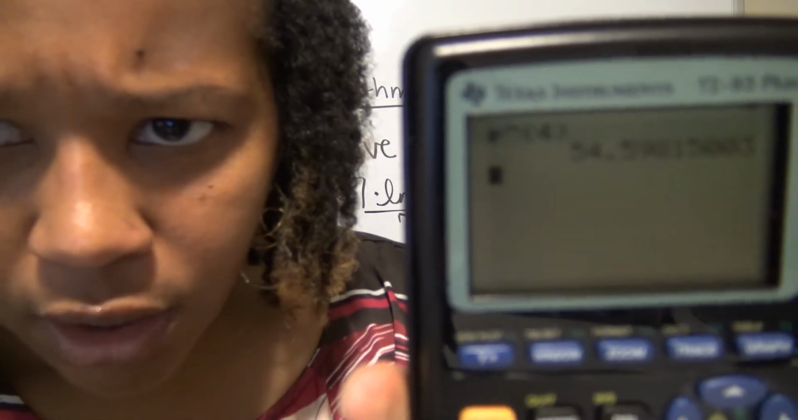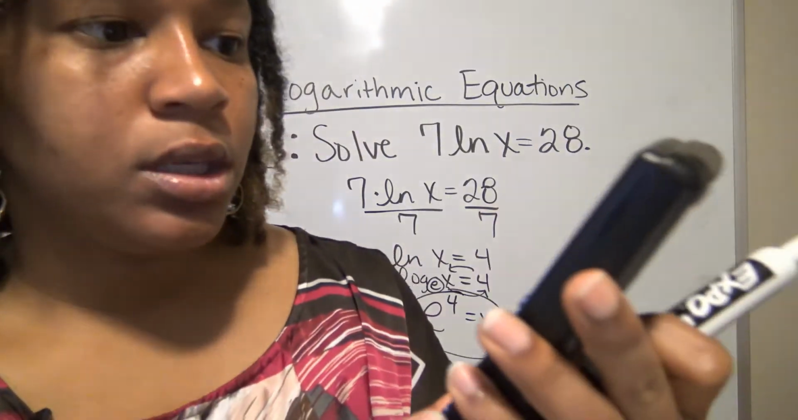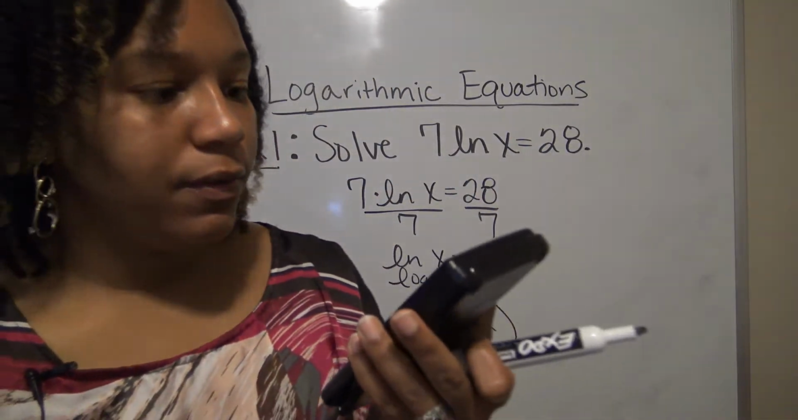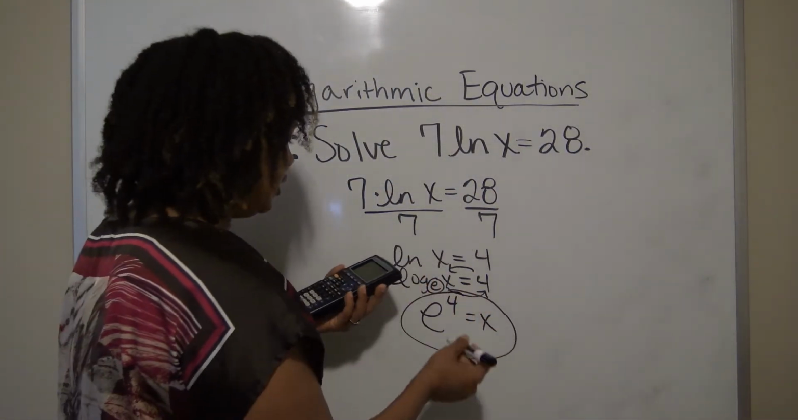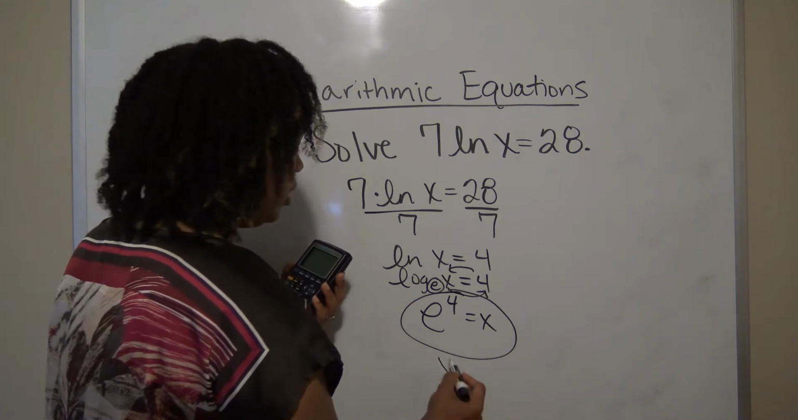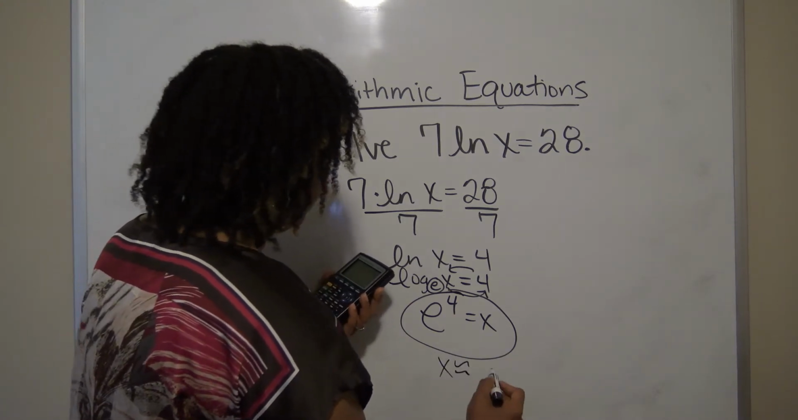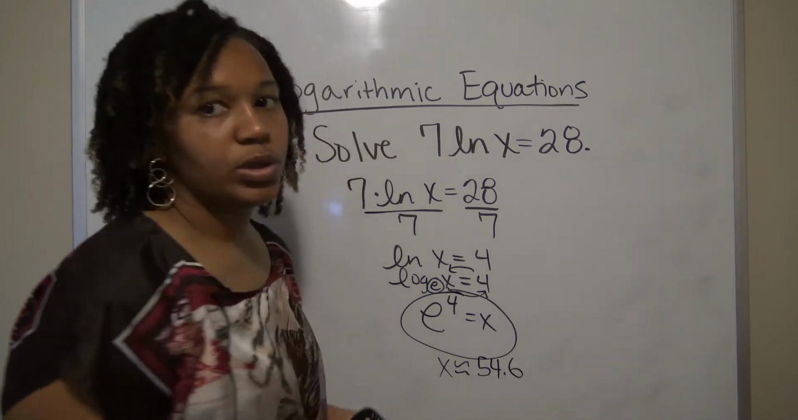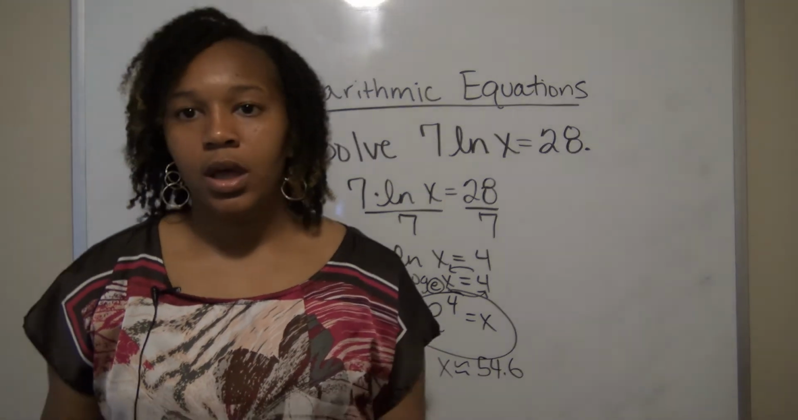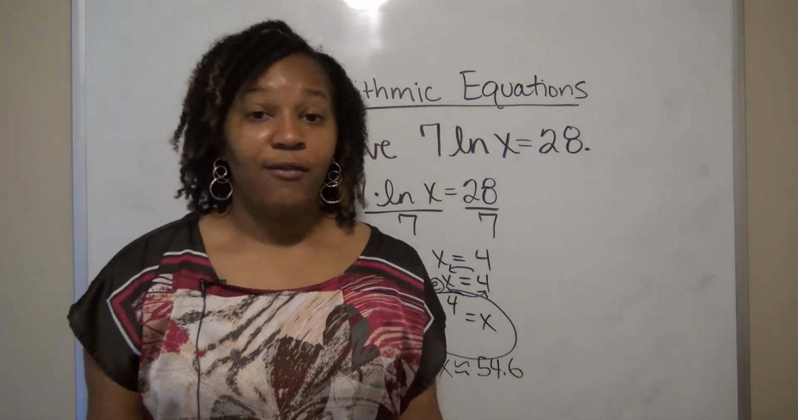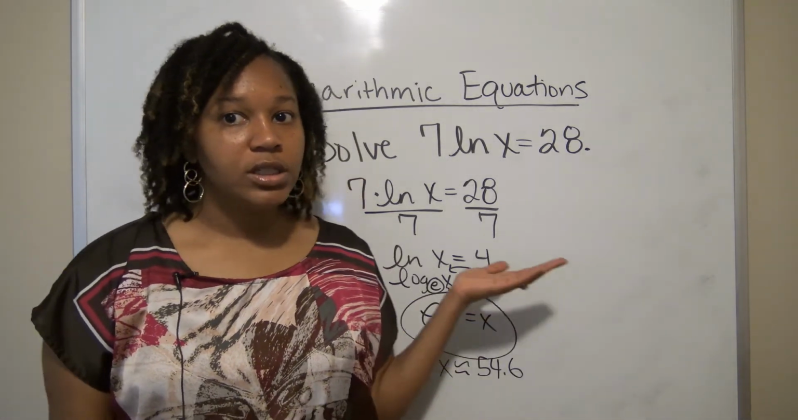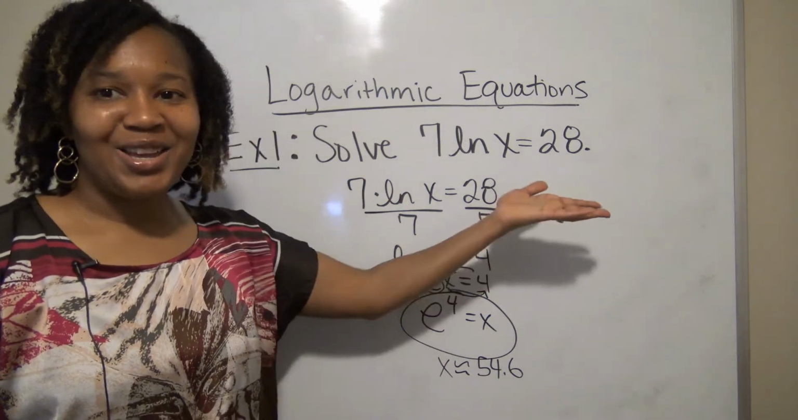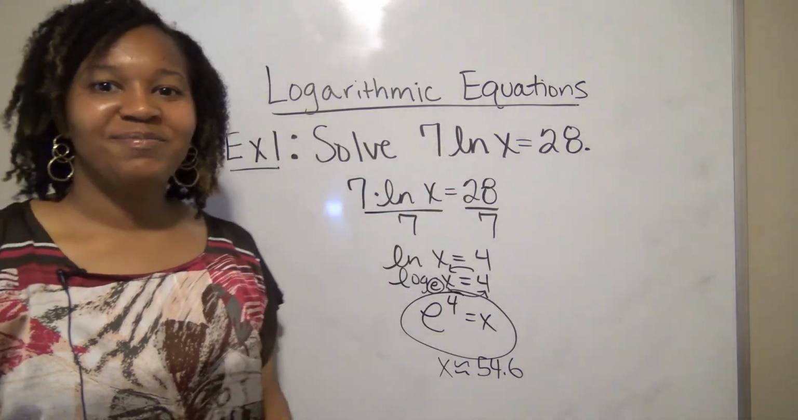Anywho, when you put in e to the 4.598, you get 54.59. So if it asks you to round, then this will be approximately 54.6 if I round it to 1 decimal place. It just depends on what your homework asks you, how far it asks you to round it to. And so this is how you will solve this exponential equation. And this is how you will solve this logarithmic equation.